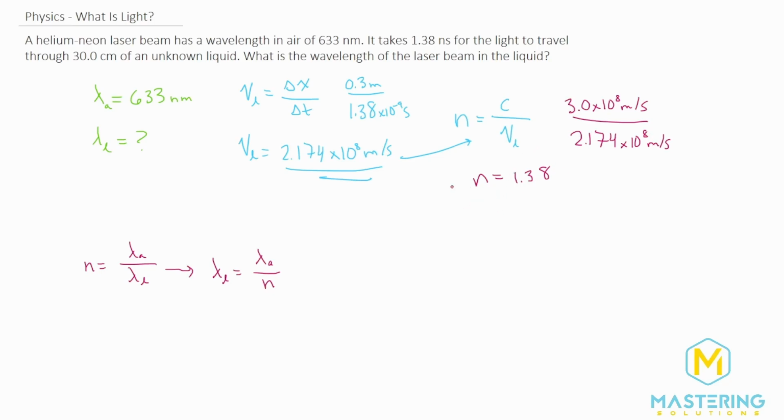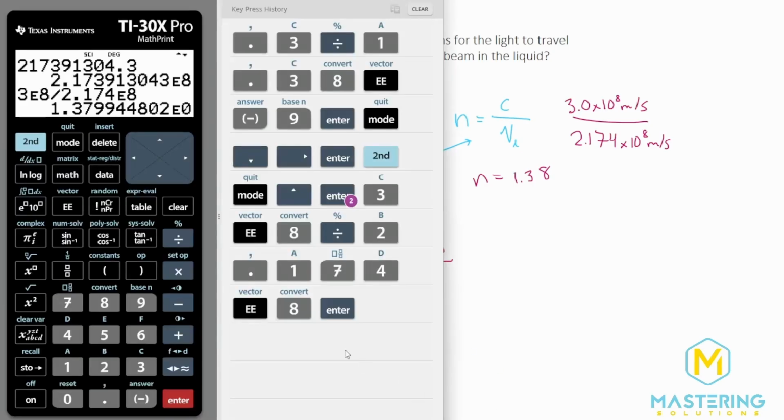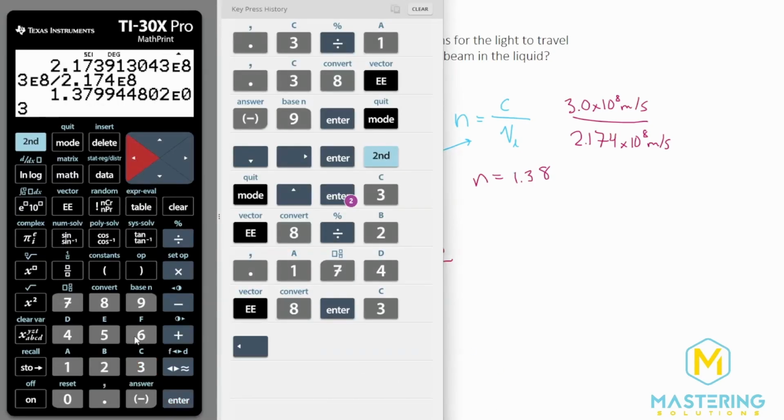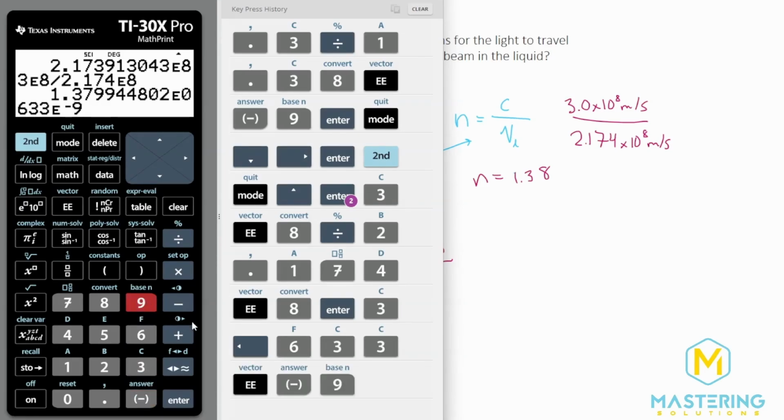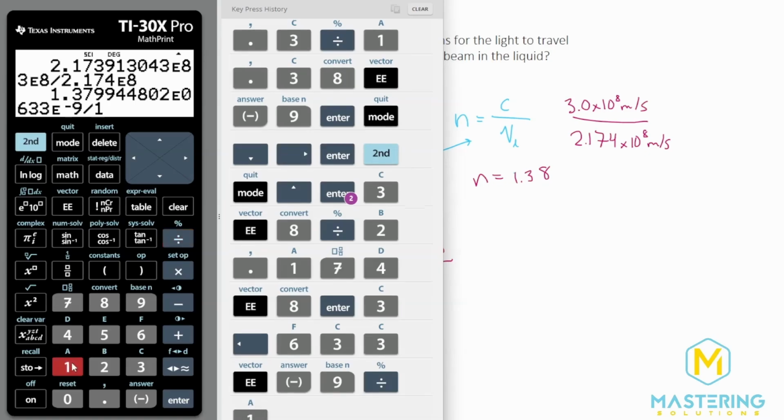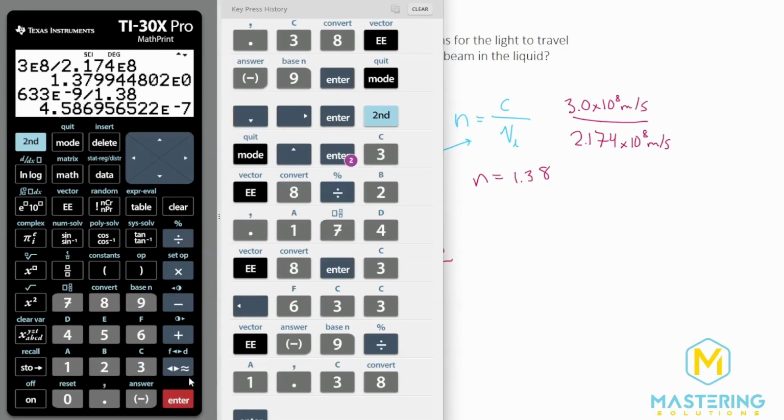So now, finally, we can plug this in over here. They already gave us this. So we have 633 times 10 to the negative 9 meters divided by the n, which we found is 1.38. So that finally gives us the wavelength, which is 4.586 times 10 to the negative 7 meters.